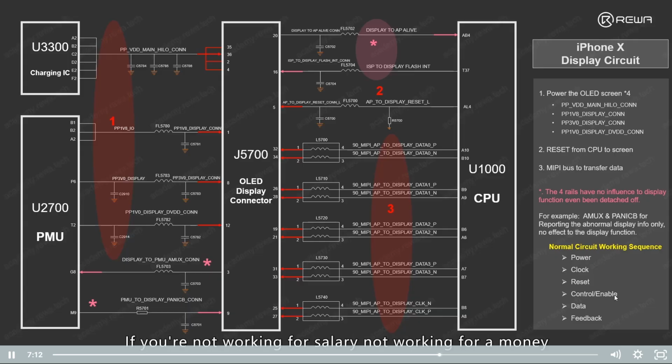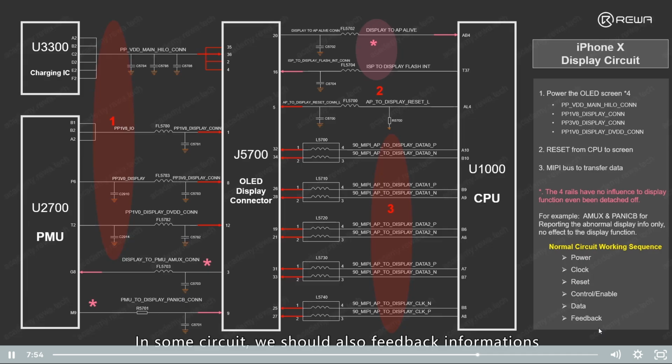Sometimes it's kind of an enable signal. If you're not working for salary, not working for money, not working for your dreams, you need some enable signal, just like motivation. Okay. After that, you should output something. For example, today I fixed 10 pieces of motherboard and I refurbished 5 pieces of screens. So this kind of data should be fed back to the boss. And sometimes you should also feed back some abnormal information. For example, when you are tired or sick, you should report to your manager or boss.